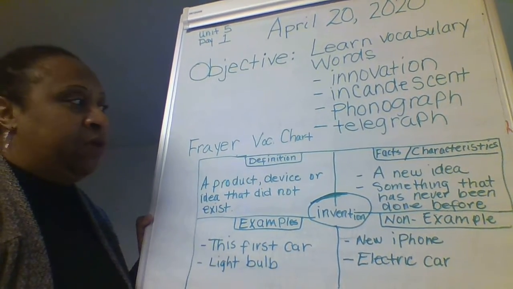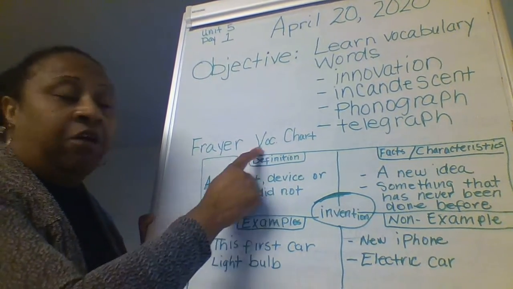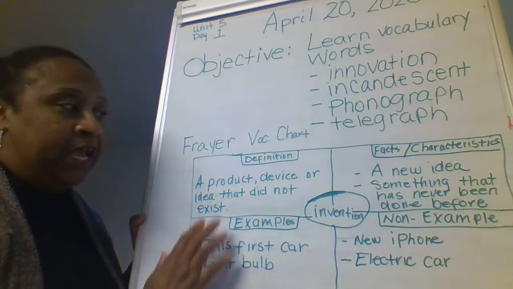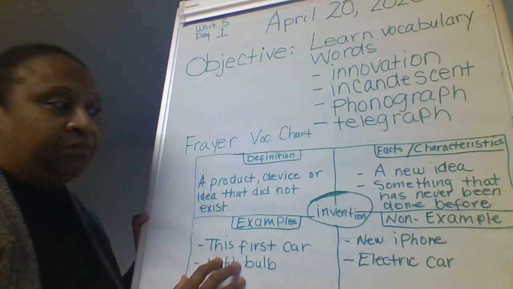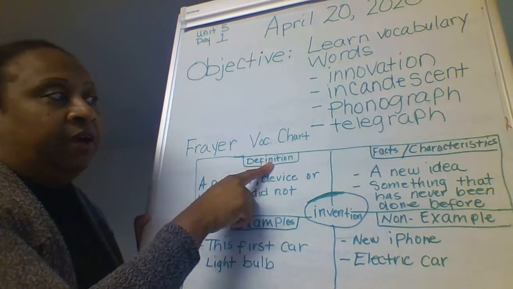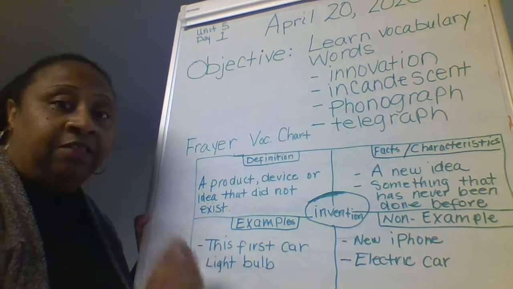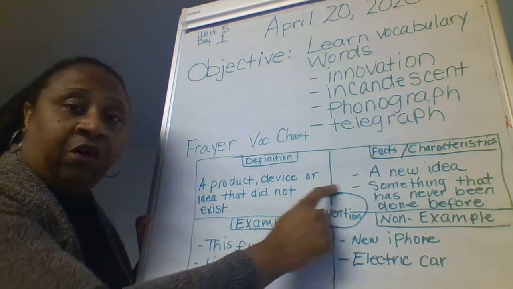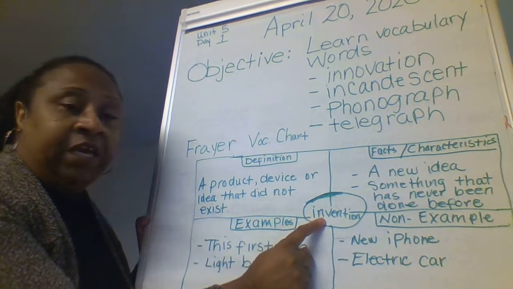So you will be working on your second activity. You will be working on what is called a Frayer vocabulary chart. A Frayer vocabulary chart. And it looks like this, okay? You will see 4 boxes. All 4 boxes are asking for you to identify something in each box. You will see the vocabulary word that you are identifying in the center of the Frayer box. So your vocabulary word will be here in the center.